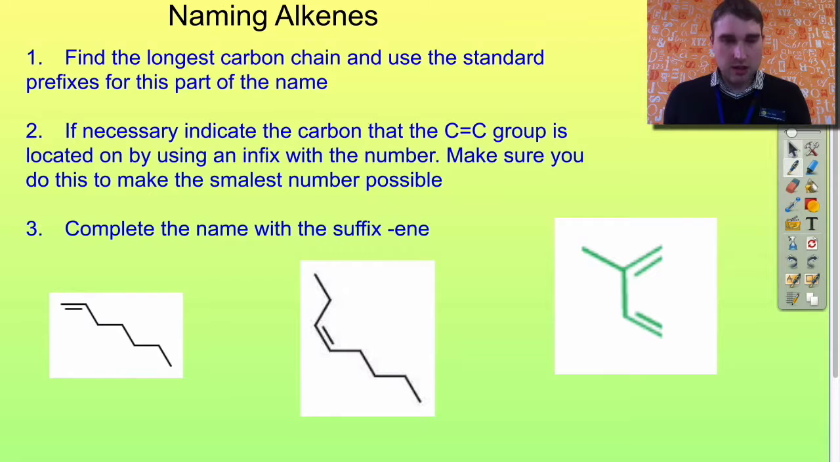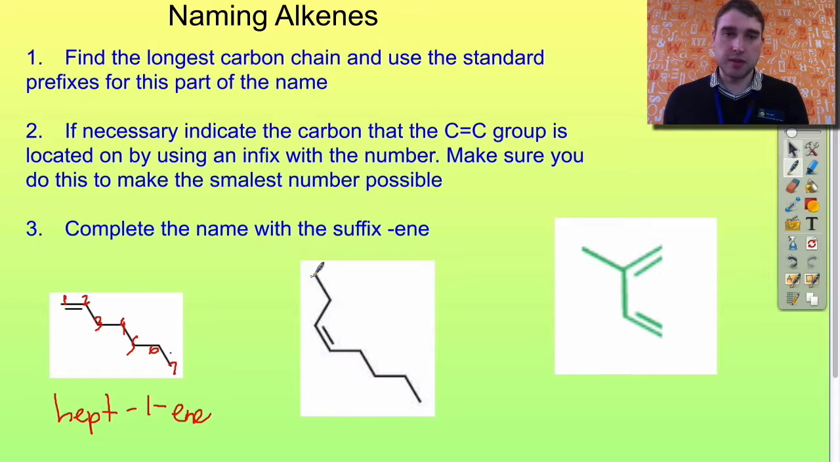So down here we need to find our longest carbon chains. Now we want to start numbering at this end because that's going to give us our lowest number. So 1, 2, 3, 4, 5, 6, 7 down here. So 7 tells us it's hept. Then we need our infix to indicate which carbon the double bond starts on, and that's carbon 1. And then our suffix is "-ene".